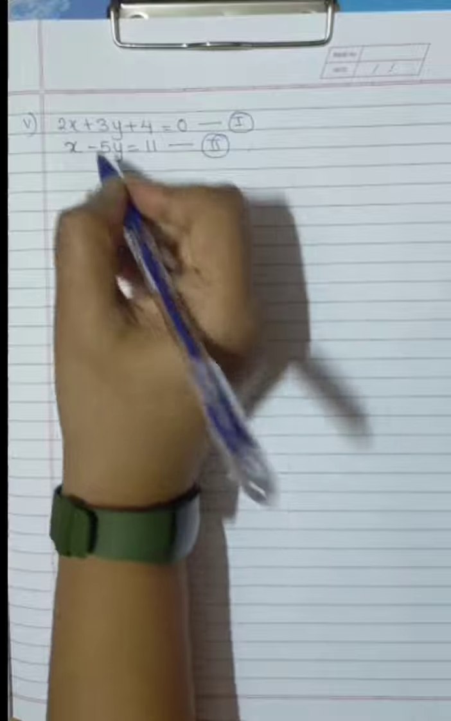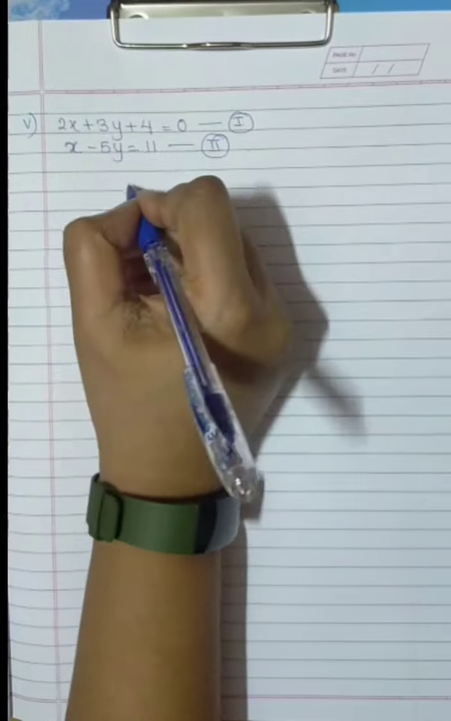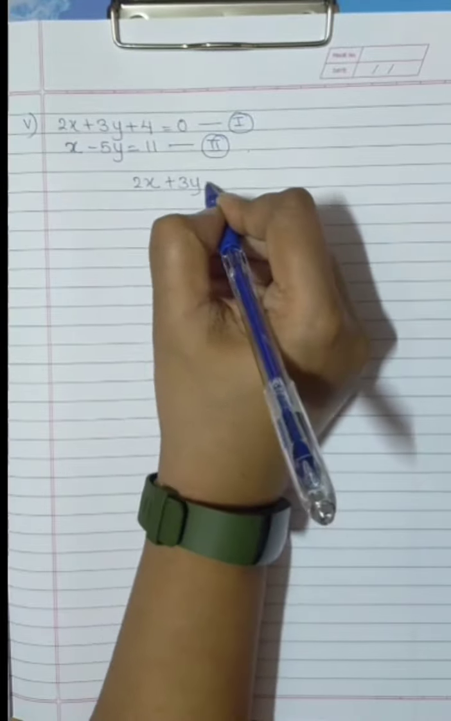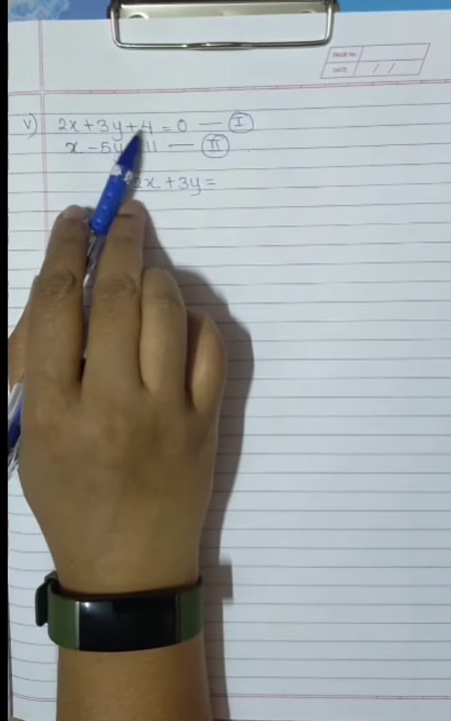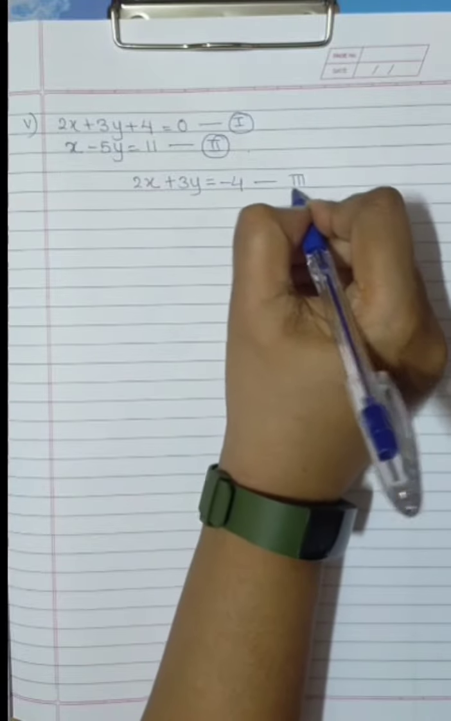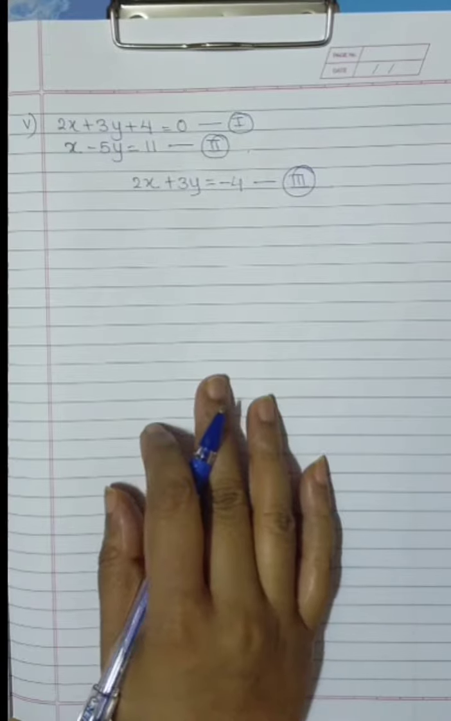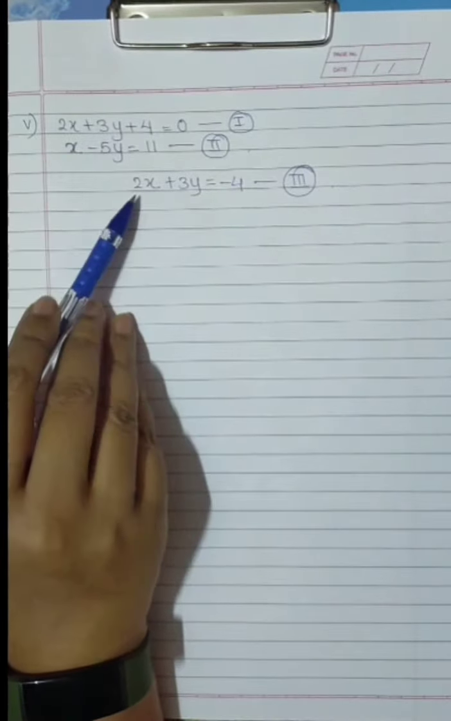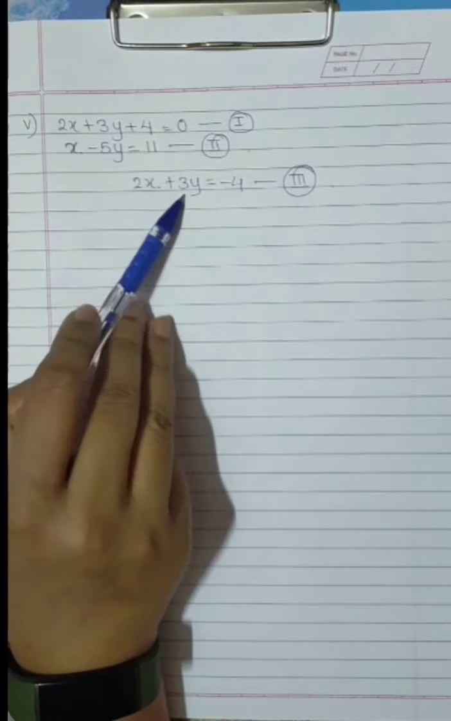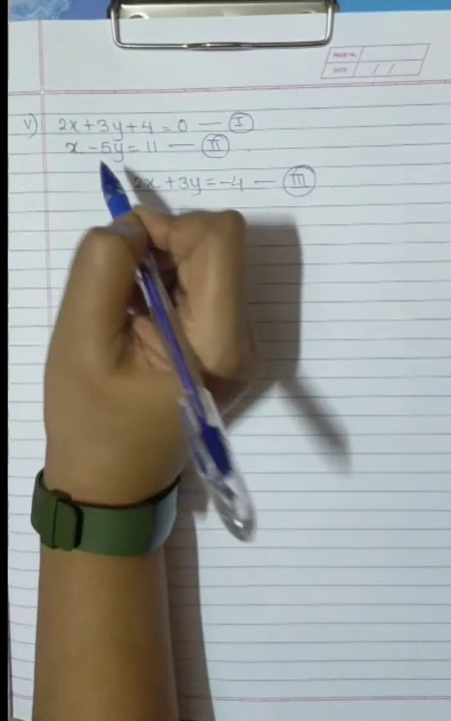So the first equation we are going to write in general form, that is 2x plus 3y equal to, the plus 4 will become minus 4, and this one is our third equation. I hope you understood. Now as you can see, what is given? 2x. Here x is there, and in the place of y, 5 and 3 are there.